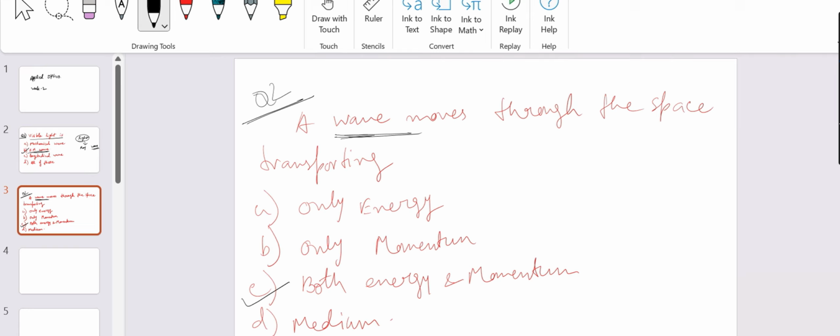And the other way the question can be asked is: when a wave moves through the space, which conservation rule does it follow: energy conservation, momentum conservation, or both energy and momentum conservation? So both energy and momentum conservation rules are followed when a wave moves through the space. So basically this question can be asked in two ways.